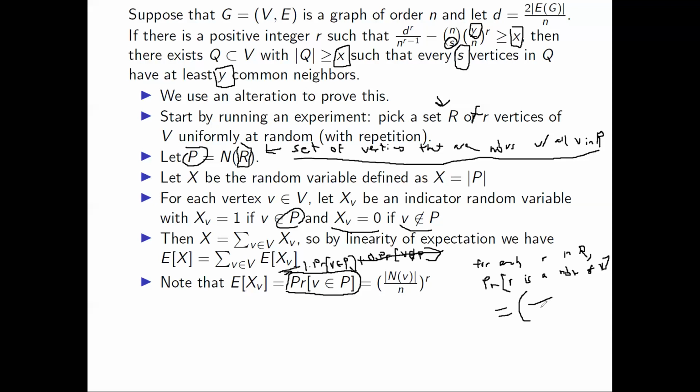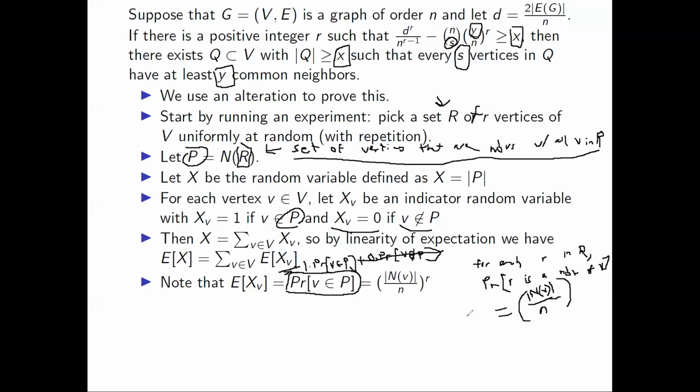Well, the total number of choices we have is just the number of vertices in our graph. It's a graph of order n, so we get n in the denominator. The numerator is the number of possibilities that are successful. The number of possibilities where the r that we draw is a neighbor of v, and that's going to be the cardinality of the neighborhood of v, the neighborhood that does not include v itself. So for each little r in big R, the probability that that little r is a neighbor of v is equal to the cardinality of the neighborhood of v over n.